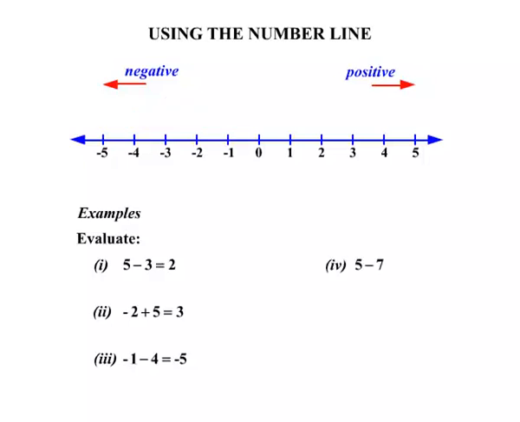Example 4, 5 take away 7. So we start with a 5 and we're subtracting 7, so move down 7 places to the left, and our answer then is negative 2.